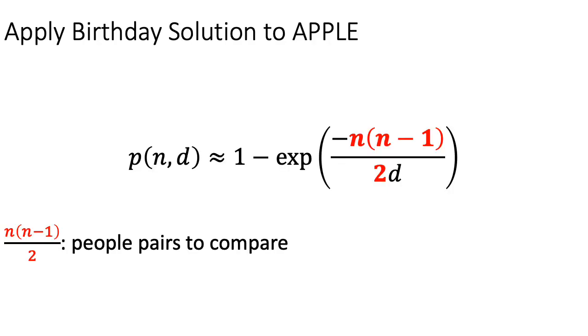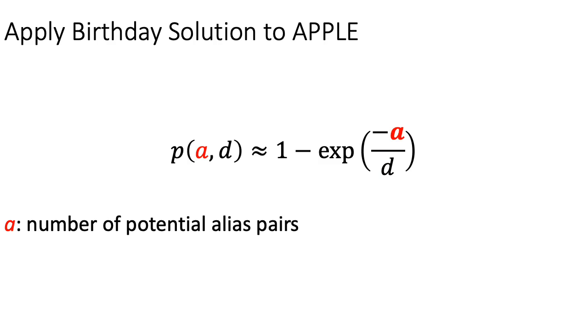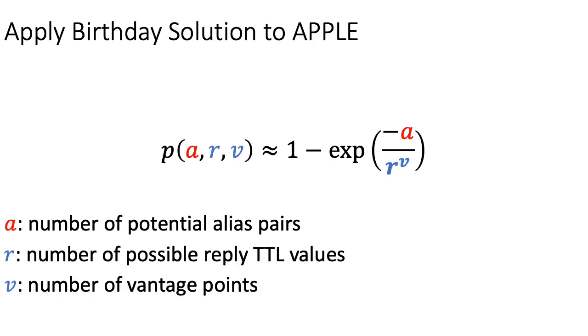Alright, at the risk of boring people to death with math, there's a couple of things worth noting about this equation. First, the n times n minus 1 over 2 term is the number of people pairs to compare. So this can be replaced by the total number of potential alias pairs, which are the pairs of addresses that Apple will test to see if they belong to the same router. The second thing is that d, which represents the number of days, really represents the total possible search space. So this can be replaced by the reply TTL search space, which is the number of possible reply TTLs raised to the number of vantage points included in the comparison.